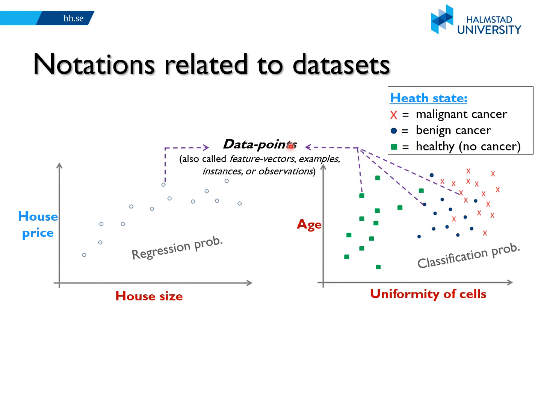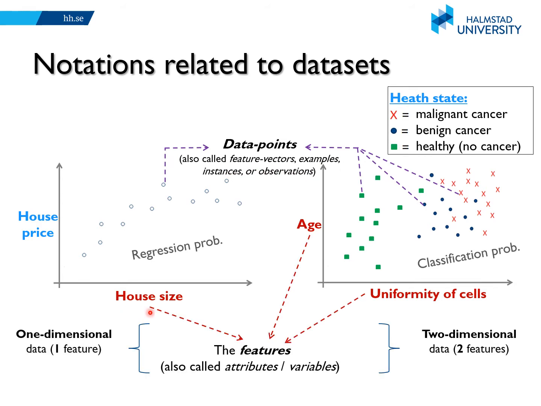These data points are also referred to usually as feature vectors or data examples or instances or observations. Here, the size of a house is a feature. And here, the age of the patient as well as the uniformity of cells are features. Features are also commonly referred to as attributes or variables.